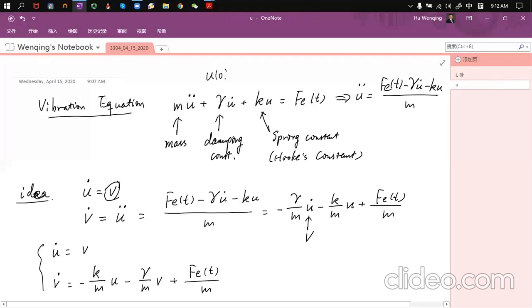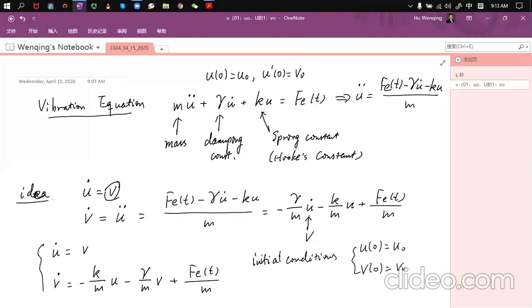Remember, previously our initial conditions were mainly u(0) = u0 and u'(0) = v0, something like this. So if that is the case, then the initial conditions should only take the form u(0) = u0 and v(0) = v0. So those are the initial conditions you would like to take for the system of first order equations. So that's still the case.